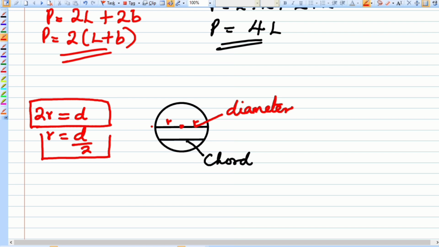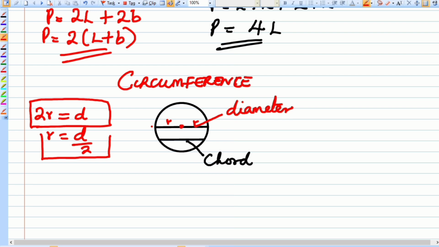Alright, so how do we derive the perimeter of a circle? Now one thing you need to note is that the perimeter of a circle is often regarded as the circumference. The circumference of the circle. So when we say the circumference of the circle, what we simply mean is the perimeter of that circle. Now how do we derive it?